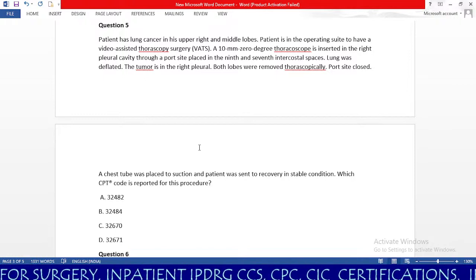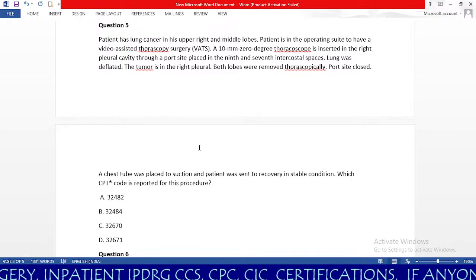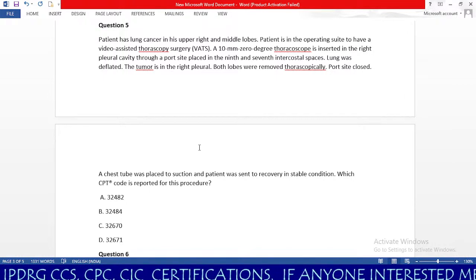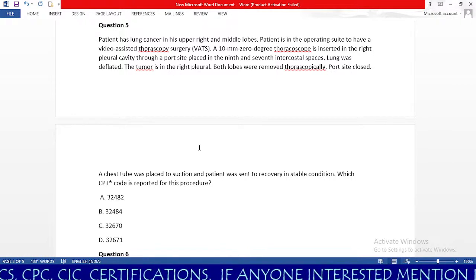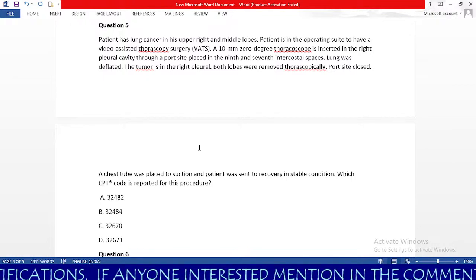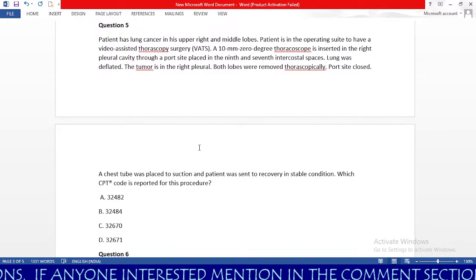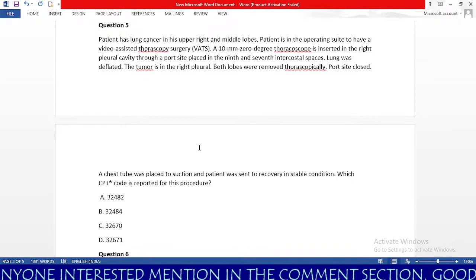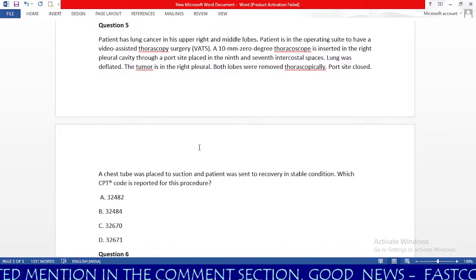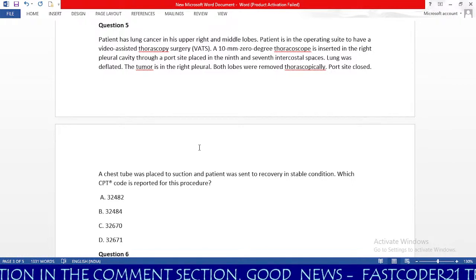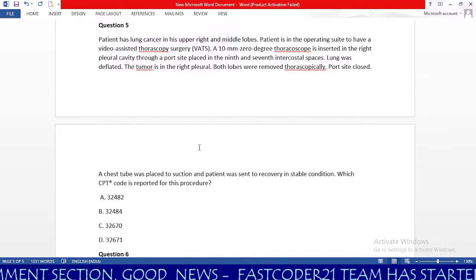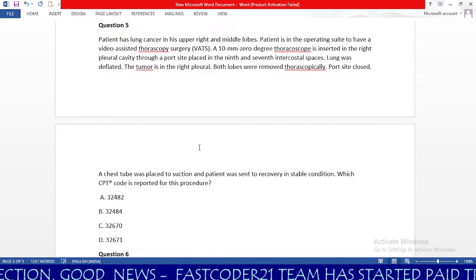Yeah, no worries, Anita. Try to remember that. So we just need to analyze the operative report. What is the procedure performed by the physician? Based on that, we need to code. Yeah, no problem, Anita. Just try to remember the keywords. Leave it at that. Just try to attempt question number 5 now.